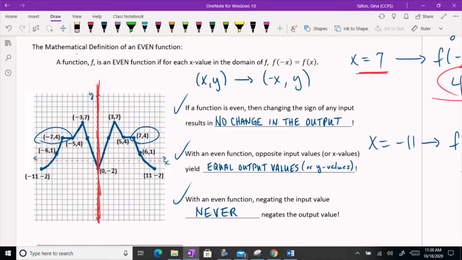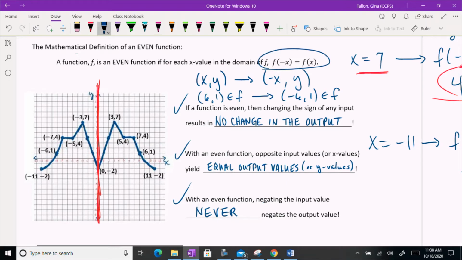Let's test it with these values here. Okay, let's take 6, 1. So if I have 6, 1 that's on f, that would mean that negative 6, 1 would also have to be on f. Is it? Yeah, it is right there. Okay, so there's lots of different ways to think about this, but only one way is considered the mathematical definition of the even function itself.